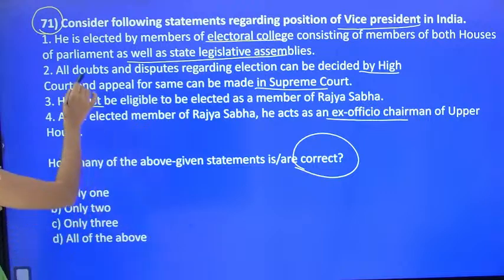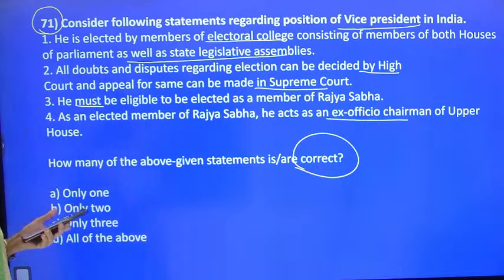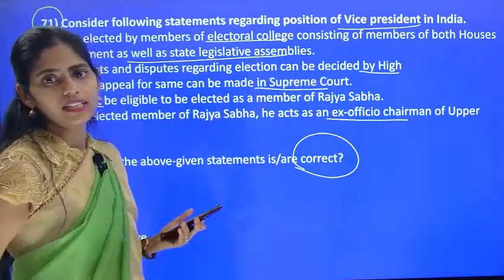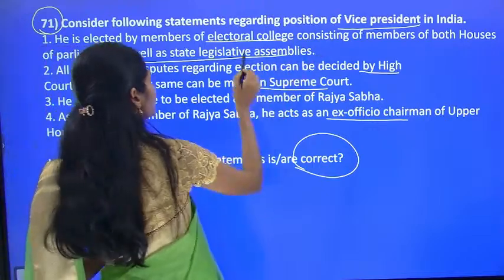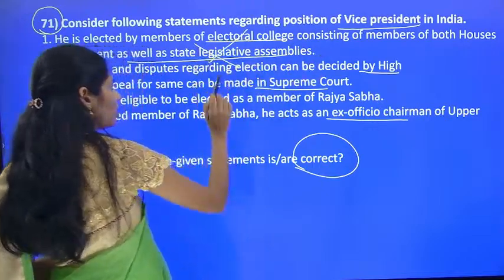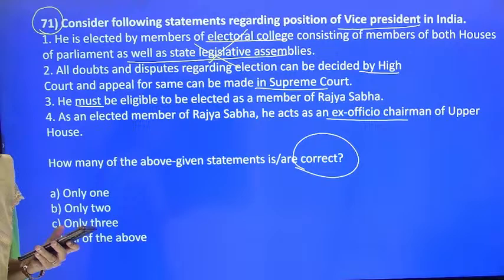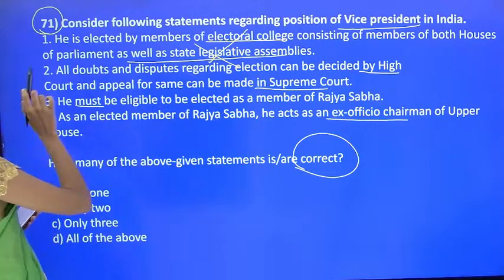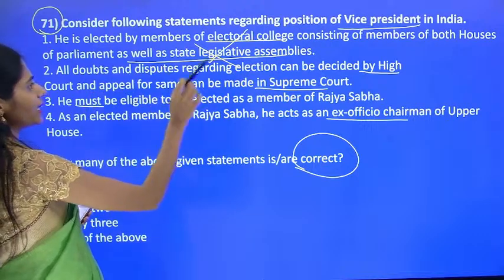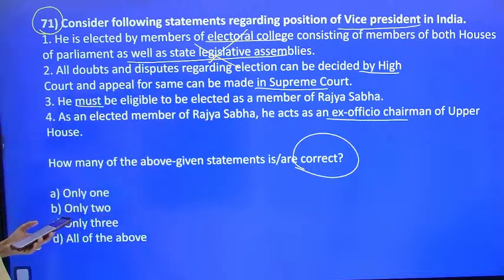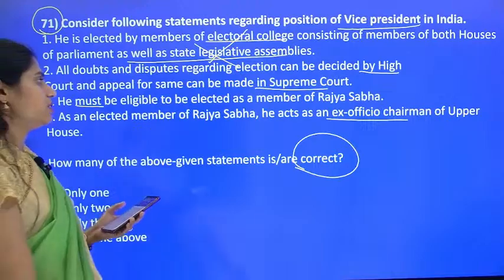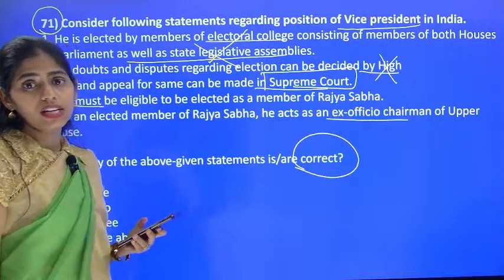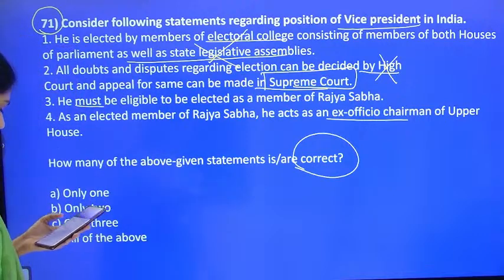Here the first statement is directly about the Electoral College. The Electoral College of the President includes both Houses and State Legislatures. But for the Vice President, State Legislative Assemblies are not present. So this is a direct fact, right? You can eliminate that. The second statement says all doubts and disputes regarding elections can be decided by High Court and Supreme Court. But it is only the cup of tea of Supreme Court, not High Court. So we can eliminate this second statement.